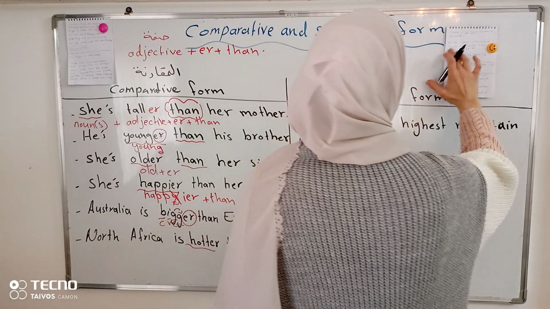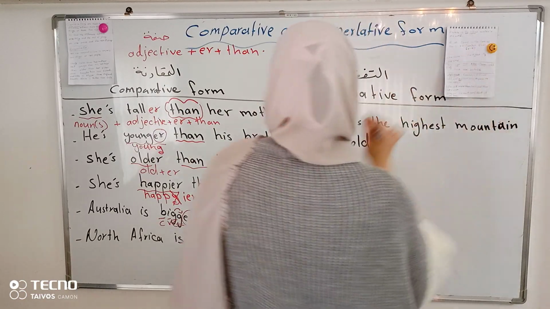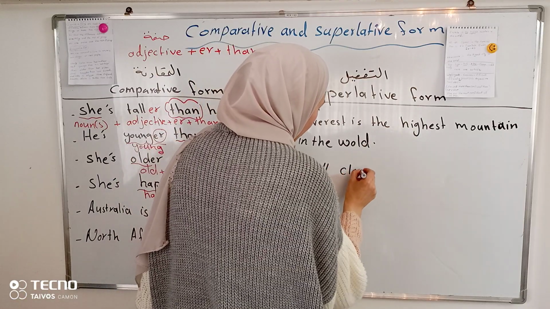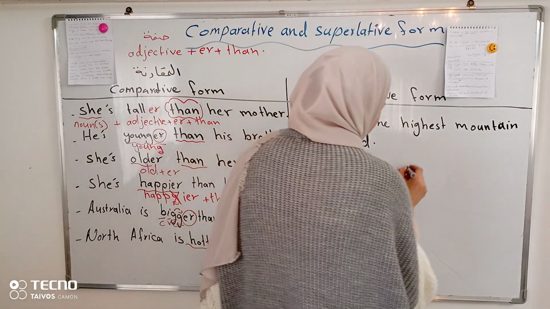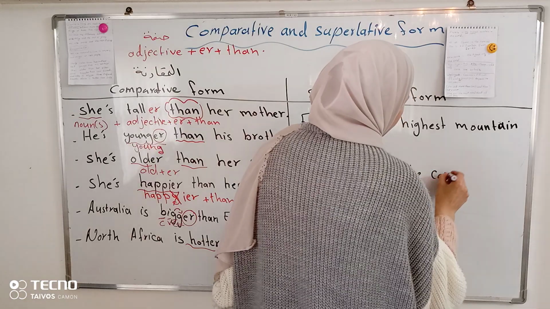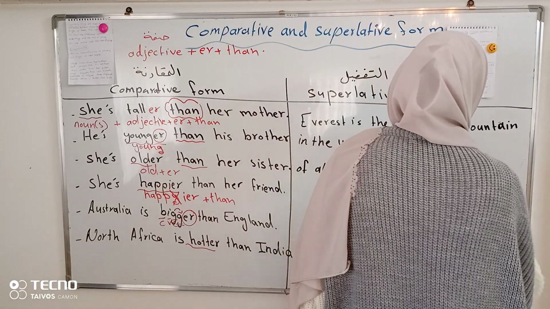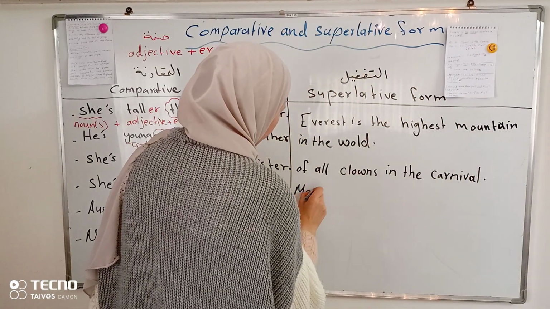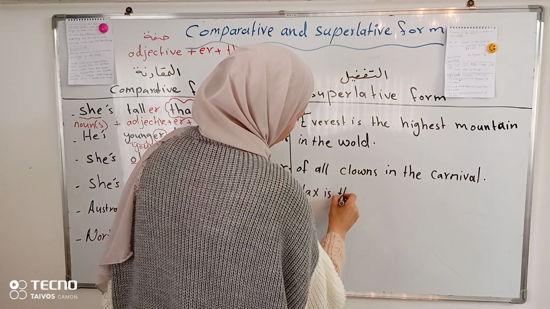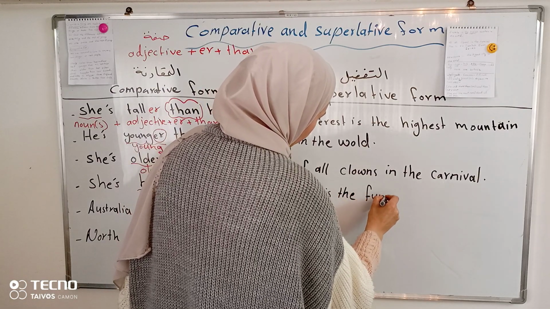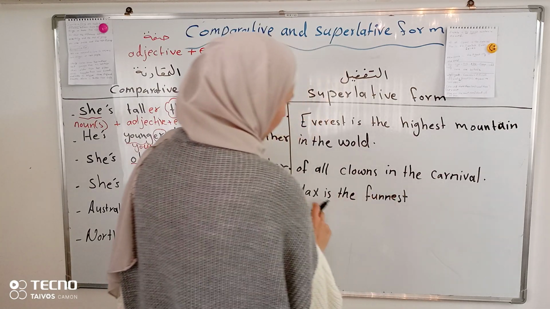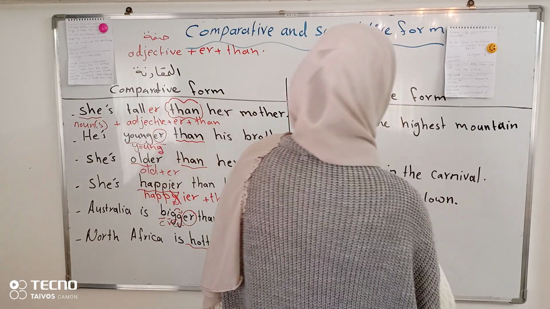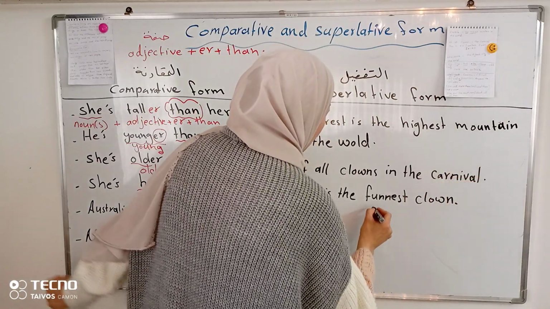Of all the clowns in the carnival, Max is the funniest clown. Funniest maybe, or the fattest.